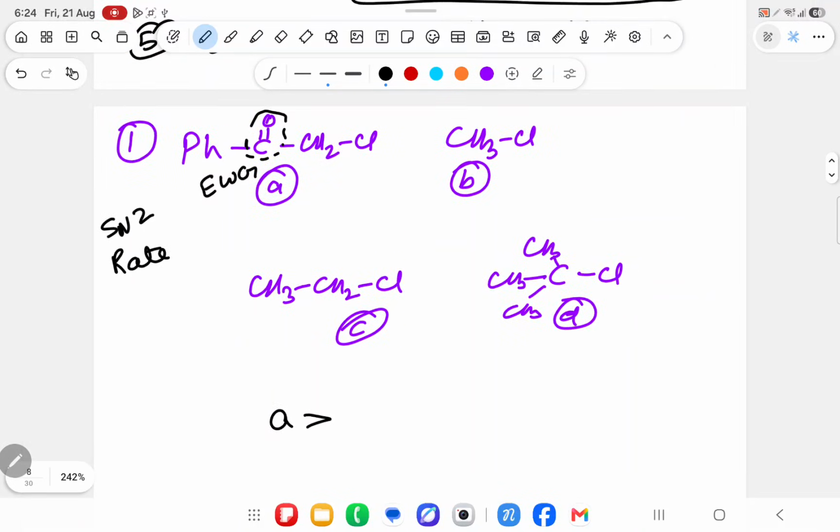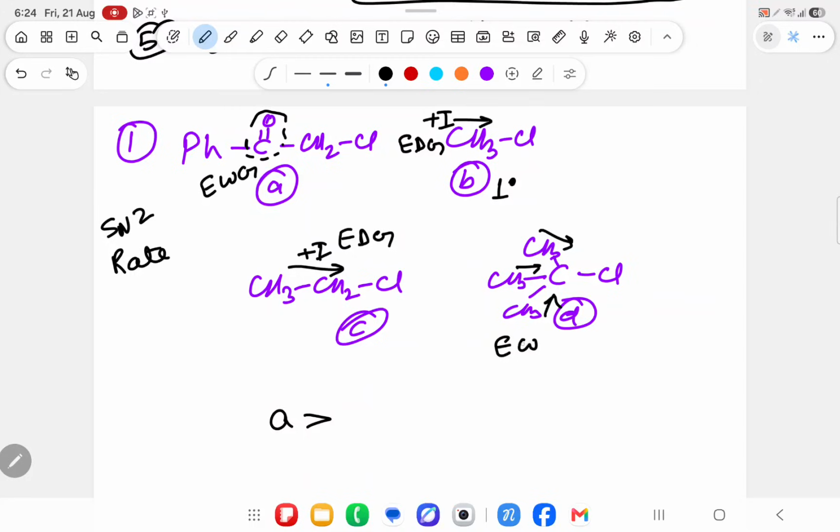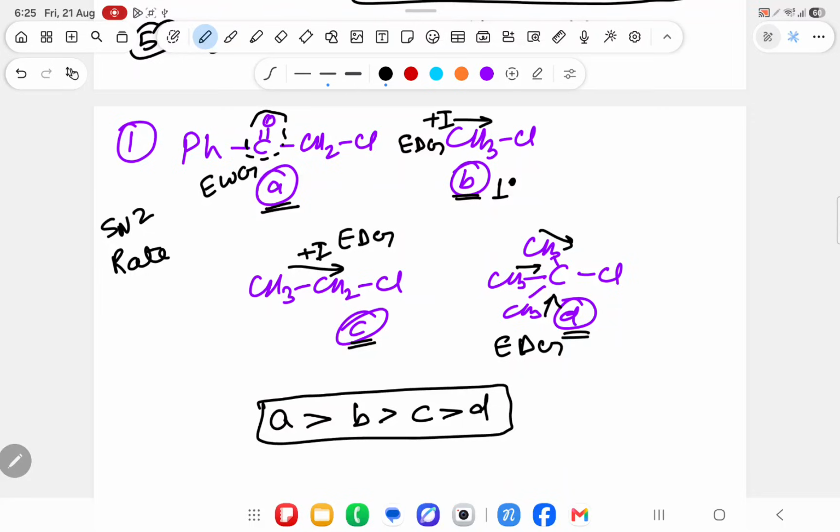A will have the most electron withdrawing group. Then it is 1 degree. Over here there is a plus I effect, electron donating group. Over here, 3 sides electron donating group. I have told you that electron donating group is not good for SN2, electron withdrawing group is. So this is the electron withdrawing group. In electron donating group, less here, a little bit more here, very high here. So A, then B, then C, then D. AB, CD has more SN2 rate.